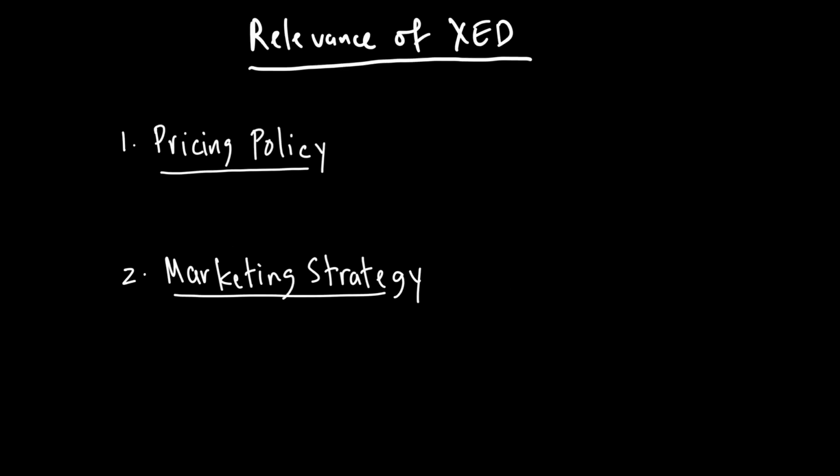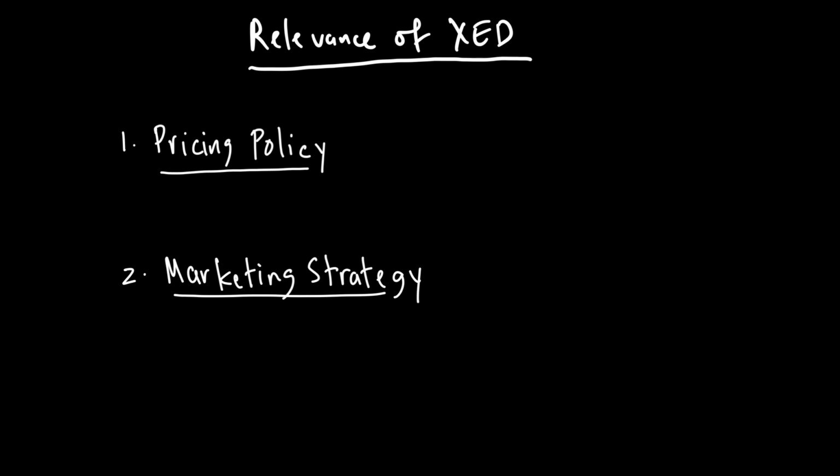There are two relevances of XED that we want to discuss. The first one is what we call the pricing policy. We know that the higher the XED, the more closely the firms will be related to each other. For example, if the XED is a very high positive value, we say the goods are substitutes to each other. So when the price of one good goes down, for example, let's say Coke decides to lower its price, Pepsi has to do something similar, because they are closely related to each other. So the pricing decisions will be interrelated, and that basically affects both the firms.